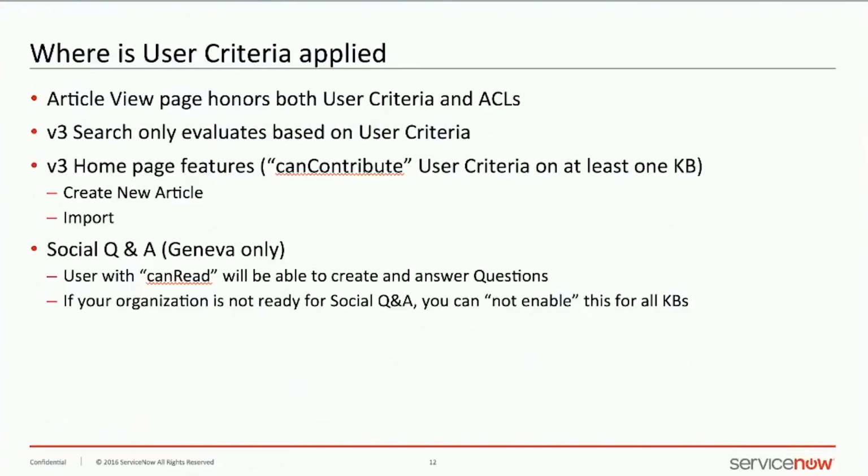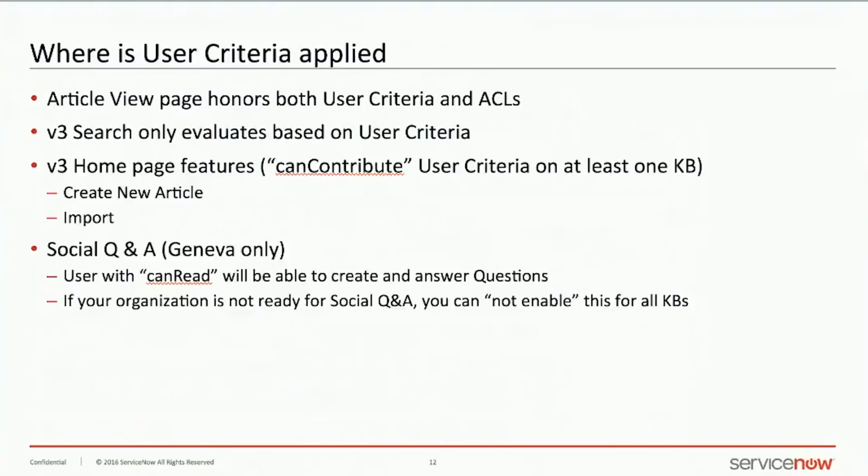What is important to know here is that if you have defined a user criteria for can contribute on at least one of your knowledge bases, and that user criteria matches with the logged in user, then Create New Article and Import will both show. If you don't want a particular set of users to have access to these features, then you would need to remove those users from being under a particular user criteria so that they don't get those features.